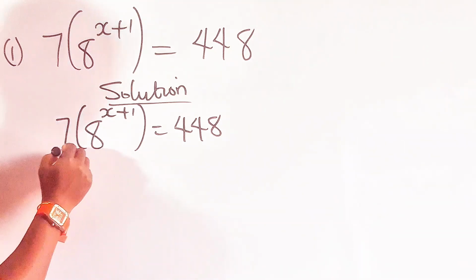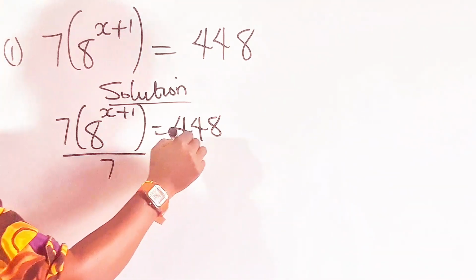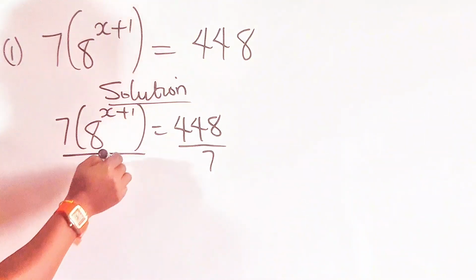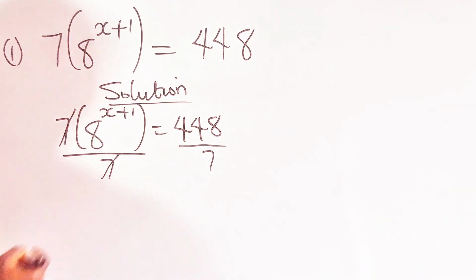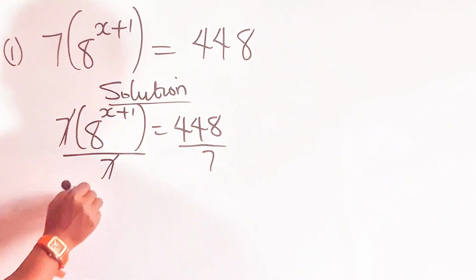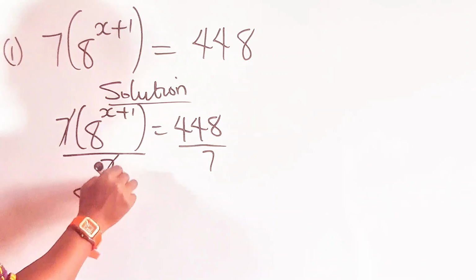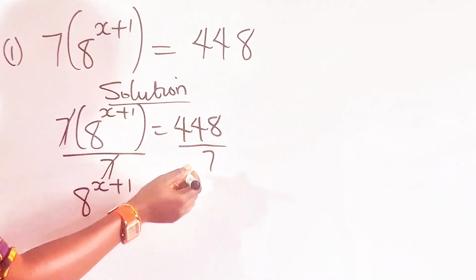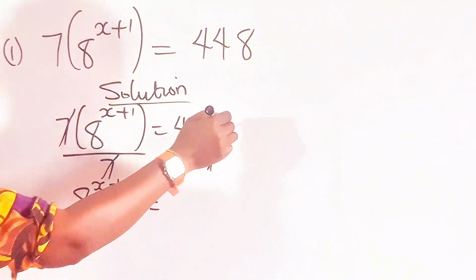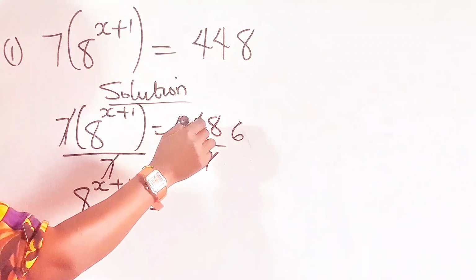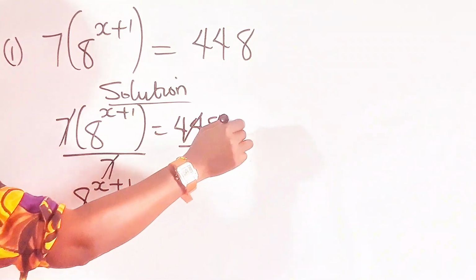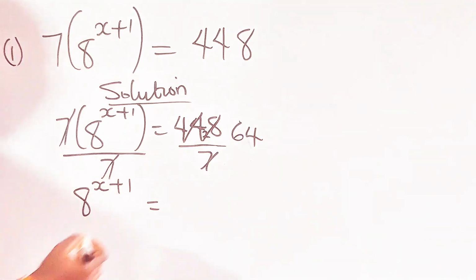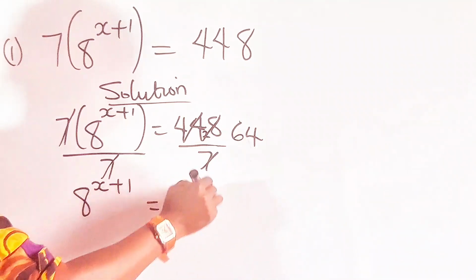So let's do that. We divide here by 7. We also divide this side by 7. This 7, we strike out this 7. So over here we have 8 raised to the power of x plus 1 equals, let's divide 448 by 7. 7 will go into 44 6 times, remaining 2 into 28, it will go 4 times. So we have 64 here.